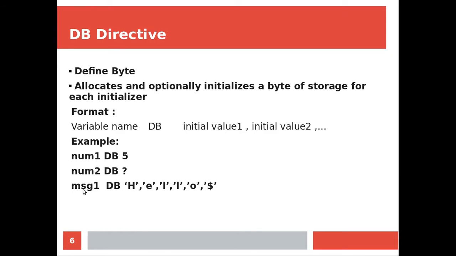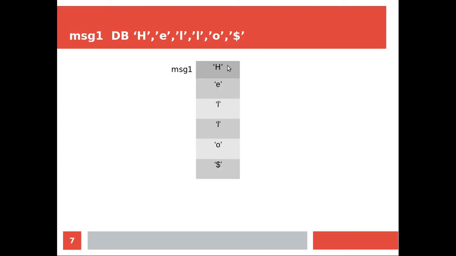Then another example is msg1 db. Then we have listed a number of initial values, that is initial value 1, 2, etc. So character H, character E, character L, character L, character O, character $. They are separated by commas. In this case that will create 1 byte corresponding to each initial value, and that will be identified by using this variable name msg1.